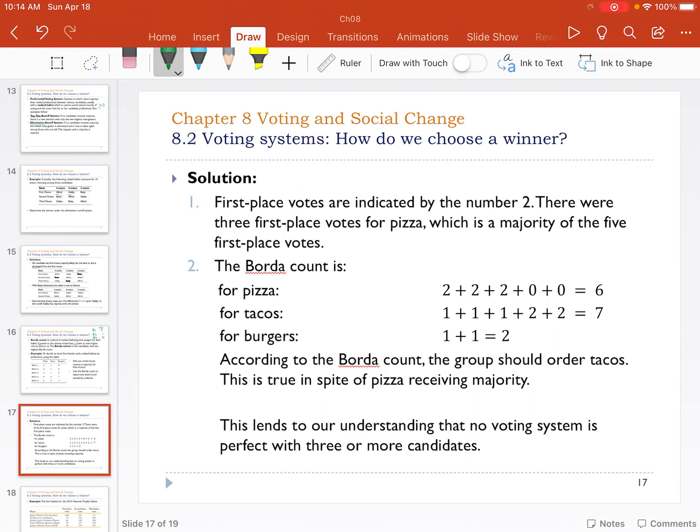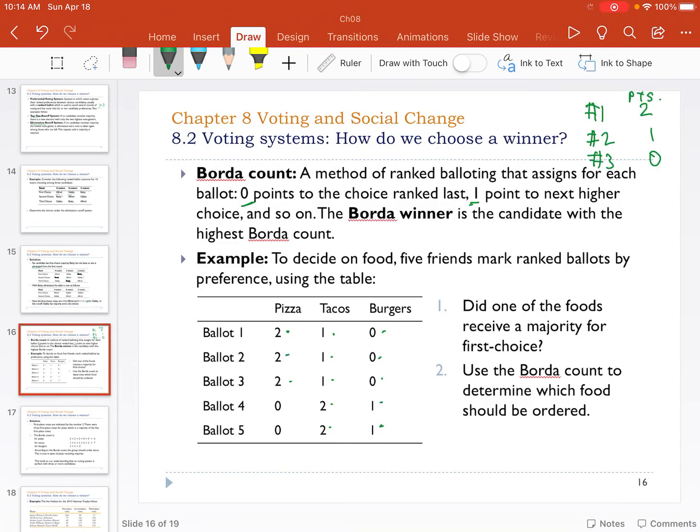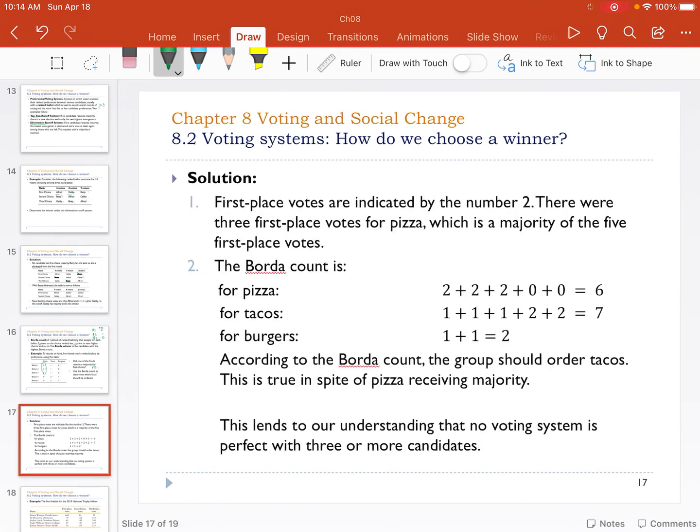First place votes are indicated by the number 2, and there were 3 first place votes for pizza. And that's a majority of the 5 first place votes. Let's take another look. Yes, 3 were all number 1, and that is a majority. Yes, 3 out of 5 picked pizza. So it seems like we should all get pizza, right?